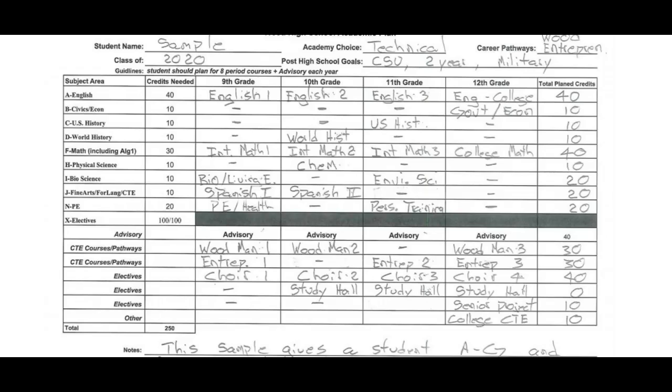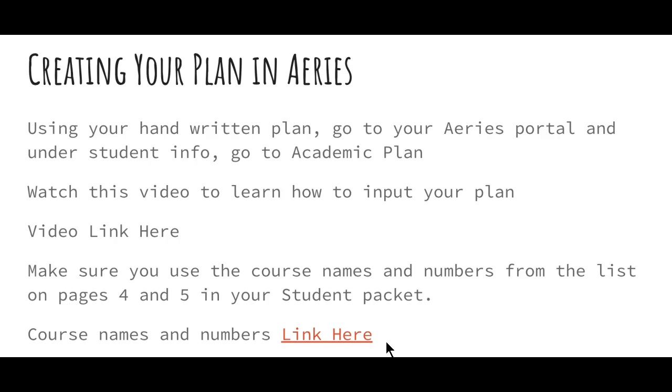Okay, so now that you have your 4-year plan penciled out on paper, it's time to move it from this paper plan into Aries. Now, as you're moving it into Aries, it's going to be really important that you use the correct course names and numbers.